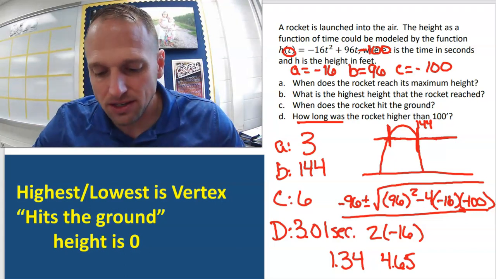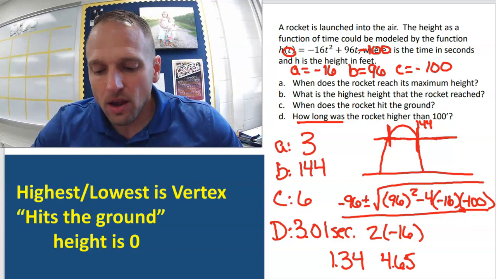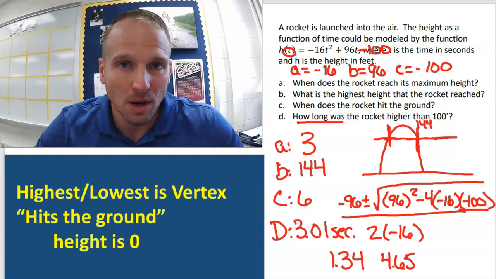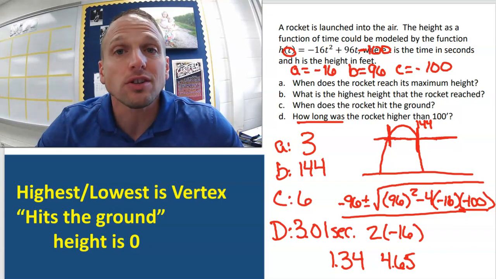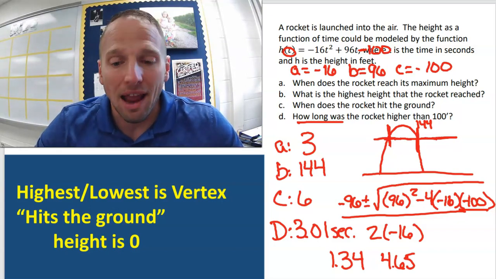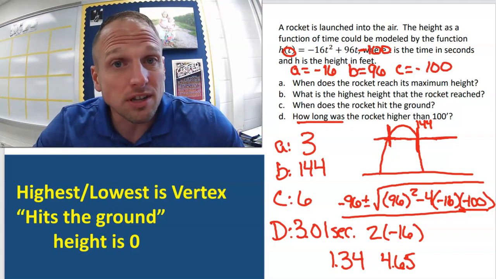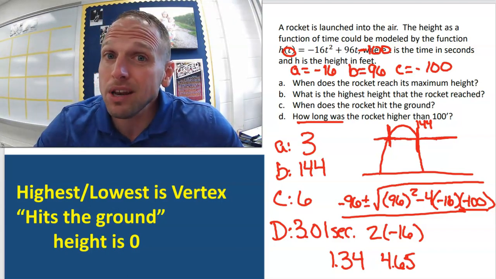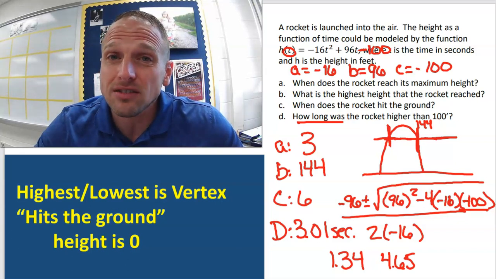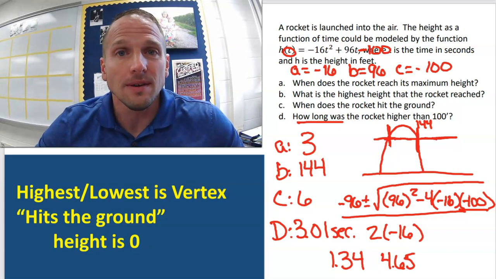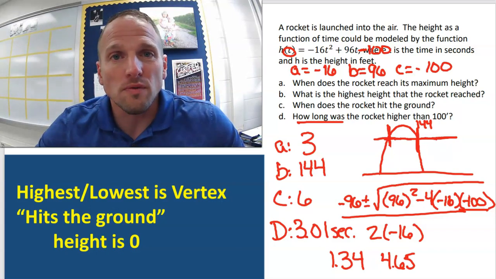Let's go back and look at these again. So, letter A, when does it reach its maximum height? If we're talking about maximum height or minimum height, that's going to be the vertex. So negative b over 2a. And that gave us the answer of 3. What was the maximum height? Well, once again, that's talking about the vertex. We know it happened at 3 seconds. We already figured that out, so put 3 back into that equation for t. And when you do that, you'll get 144.